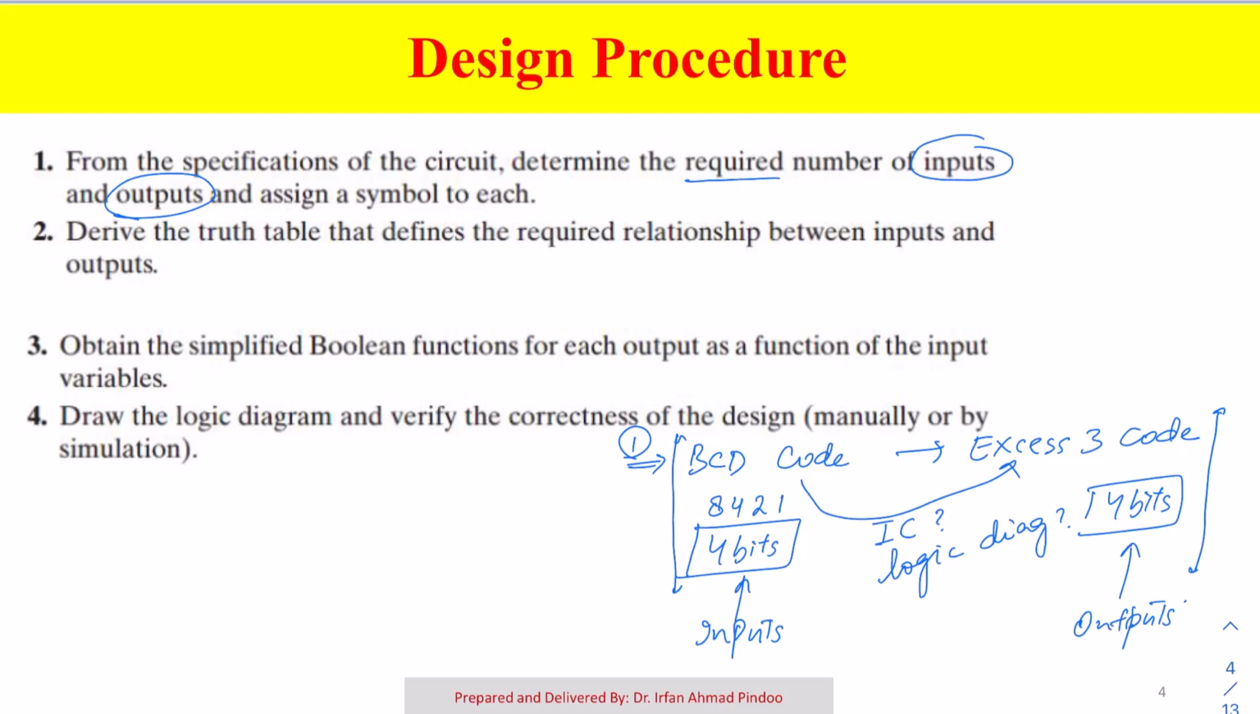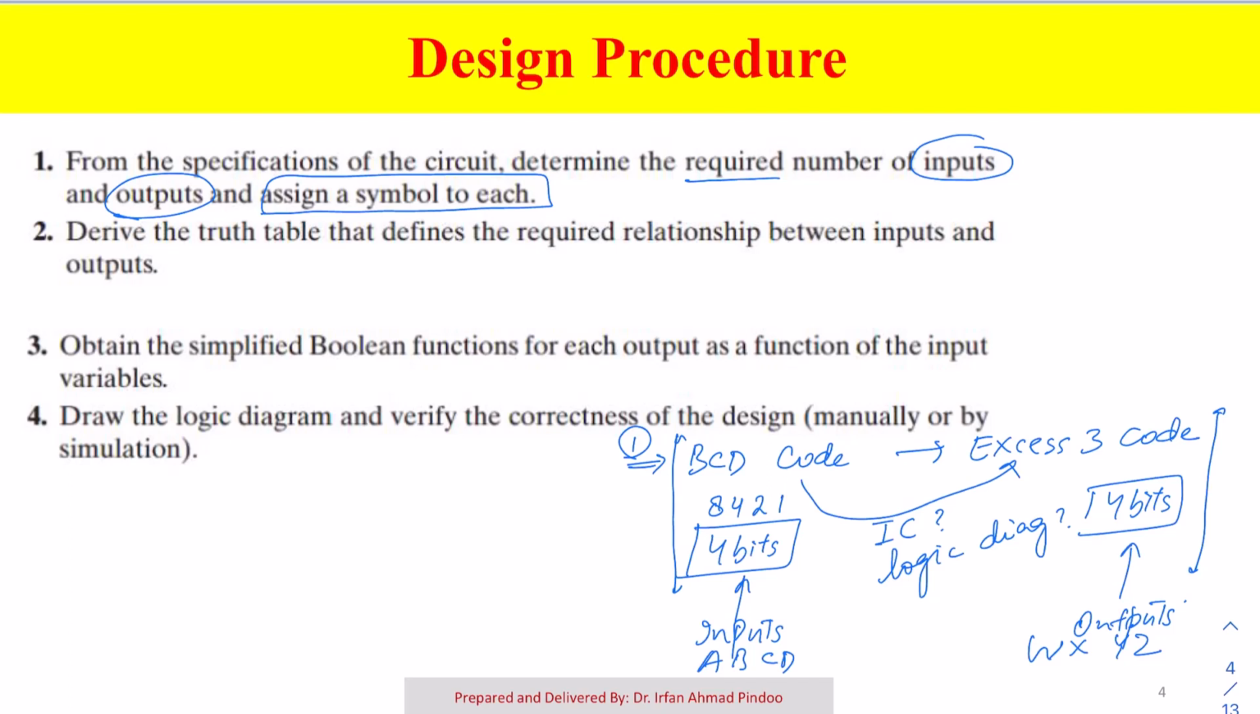Now the next thing that is being told is that you have to assign a symbol to each. It means, how do you name it? Let us suppose you name these 4 input bits as A, B, C, D, so you may name the outputs of the XS3 code as W, X, Y, Z, or it can be anything as per your choice. So this is the very first step, that we need to determine how many inputs, how many outputs, and give some names.